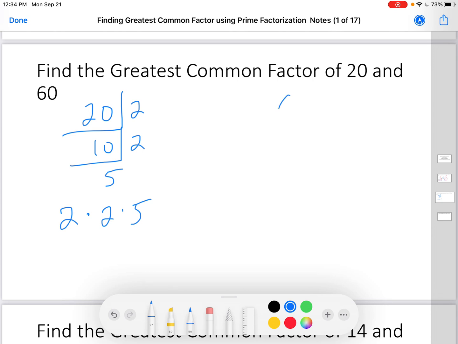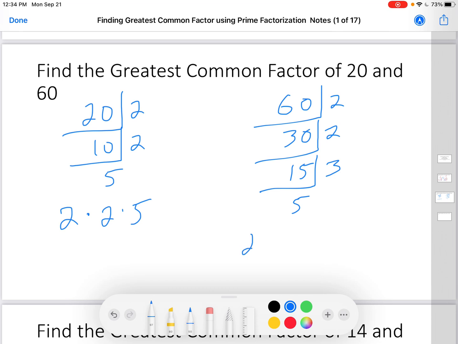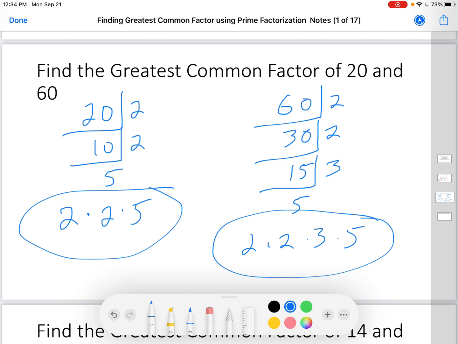Prime factorization of 60. 2 works, that makes 30. 2 still works, that makes 15. 3 now works, I get 5. 5 is prime, so this is 2 times 2 times 3 times 5. There's the two prime factorizations. Now we'll find what they have in common.